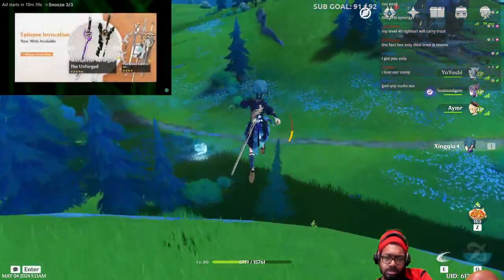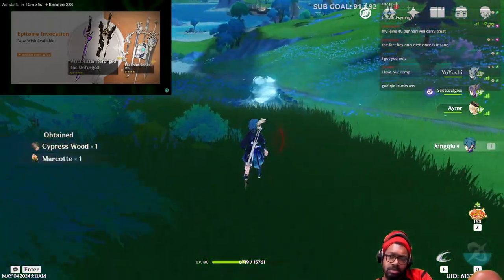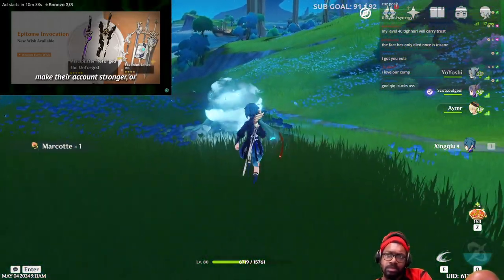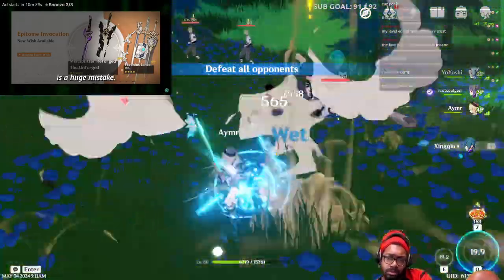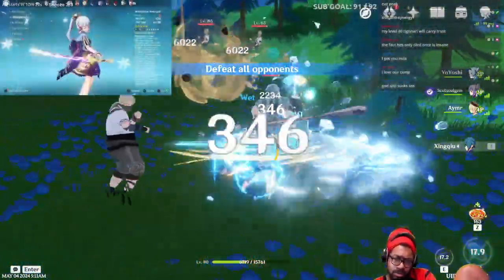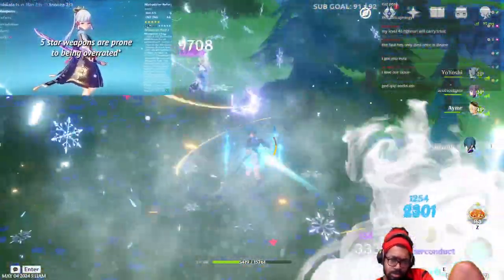When looking at the weapon banner, it's easy to focus on the 5-stars and mostly disregard the 4-stars. If you are someone looking to make their account stronger, or just have an easier time with the game, then overlooking 4-star weapons is a huge mistake. Additionally, most 5-star weapons tend to be overrated. Allow me to explain why.